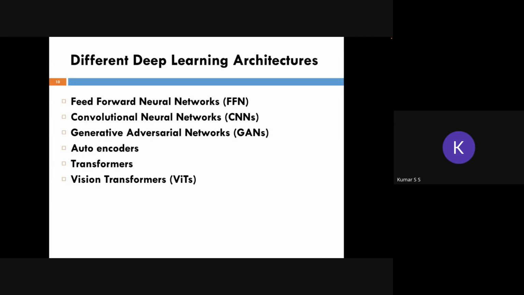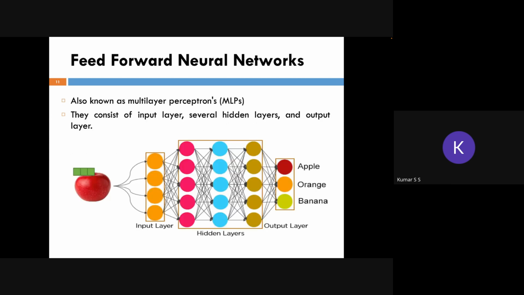The major architectures available are feed-forward neural networks, convolutional neural networks, generative adversarial networks, autoencoders, transformers, and vision transformers. A feed-forward neural network is what is being shown here. This feed-forward neural network is sometimes also called a multi-layer perceptron. It has an input layer, a set of hidden layers, and an output layer.